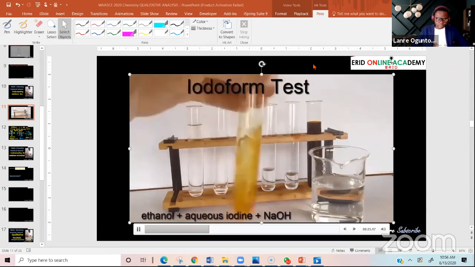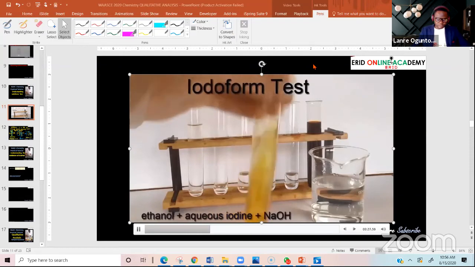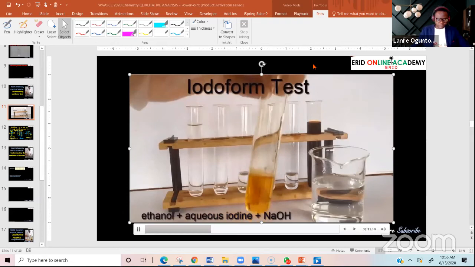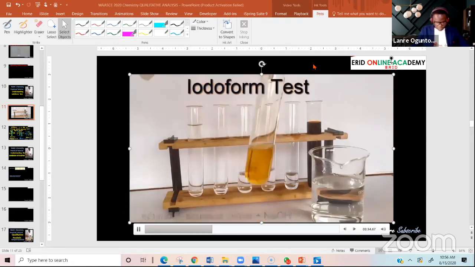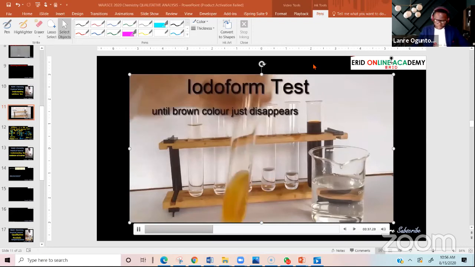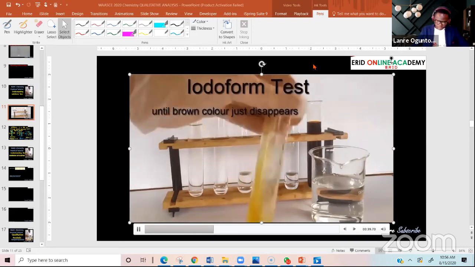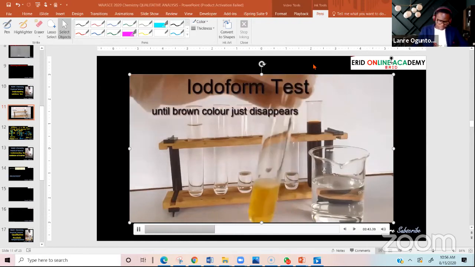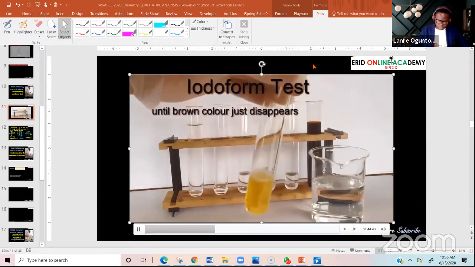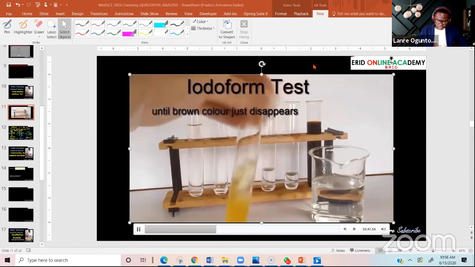I'm trying to look out for the formation of a yellow precipitate. It could be a pale yellow precipitate, a bright yellow precipitate, or a colorless solution. If a colorless solution is formed, it means that it's a negative test. In this case, you can see the brown color is just disappearing gradually.